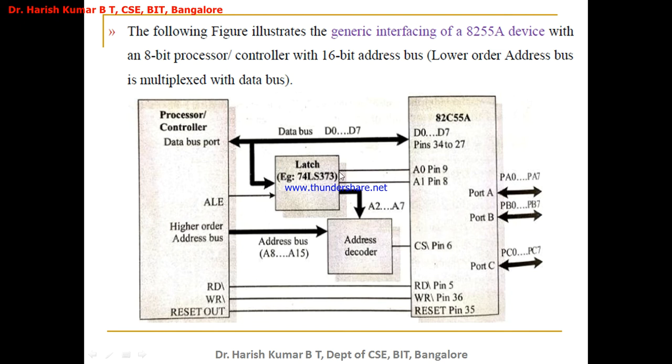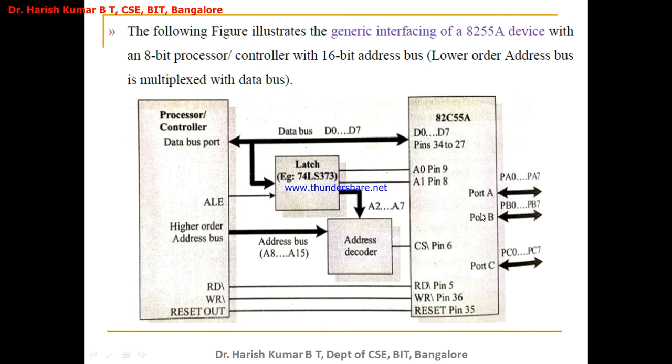With this you can save a lot of pins, and as I told already, this 8255 has 3 ports: port A, port B and port C. PA0 to PA7, totally 8 bits, PB0 to PB7, PC0 to PC7. Only thing is port C is divided into 2 groups, port C lower and port C upper. PC0 to PC3 is port C lower, PC4 to PC7 is port C upper.